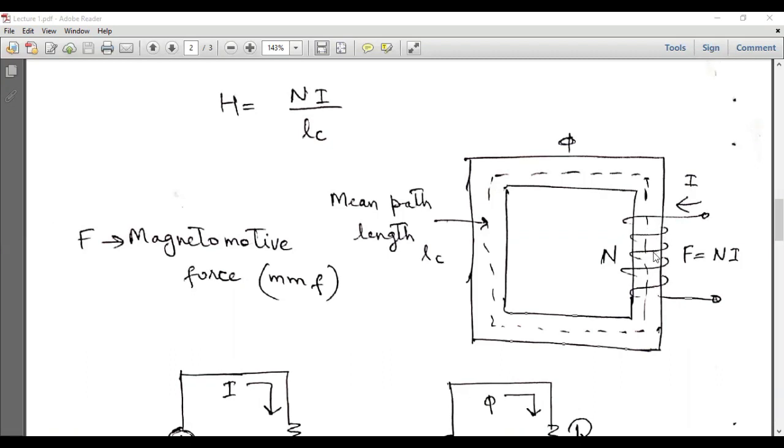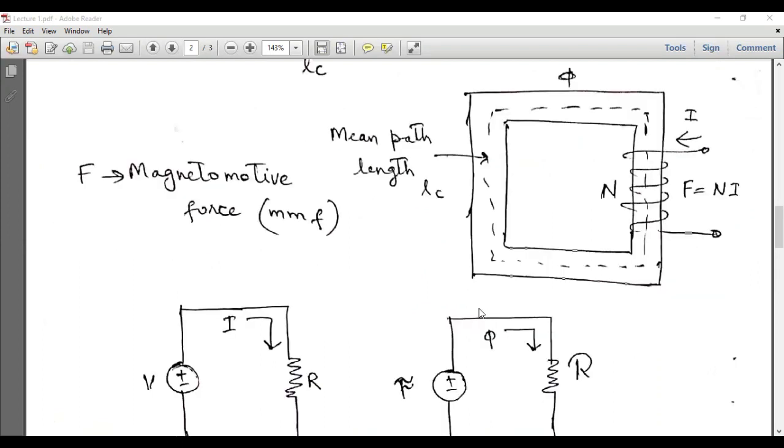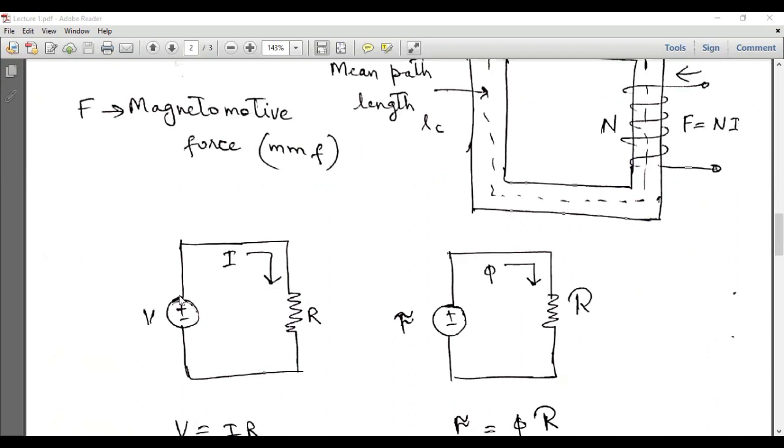Okay, so these are the turns which have been wound on this leg, and this flux phi is flowing through this closed core, and current I is made to flow through this coil, and magnetomotive force is equal to N times the current. N is the number of turns. So this is called magnetomotive force, and the flux is flowing through this core, and the core has the length Lc. Now this circuit has a direct analogy with a typical electrical circuit, which is drawn here.